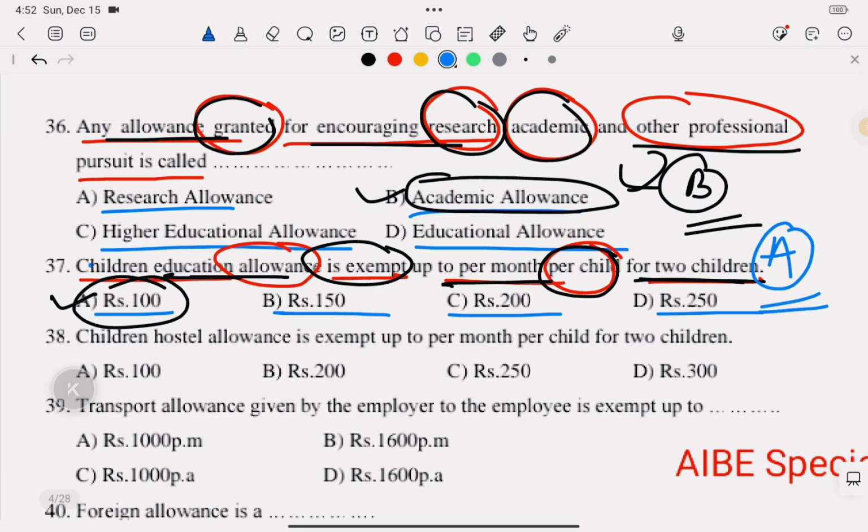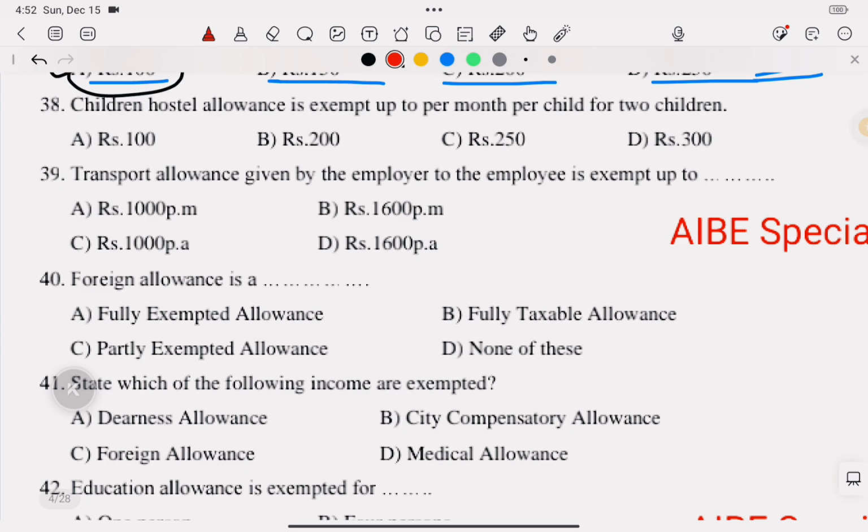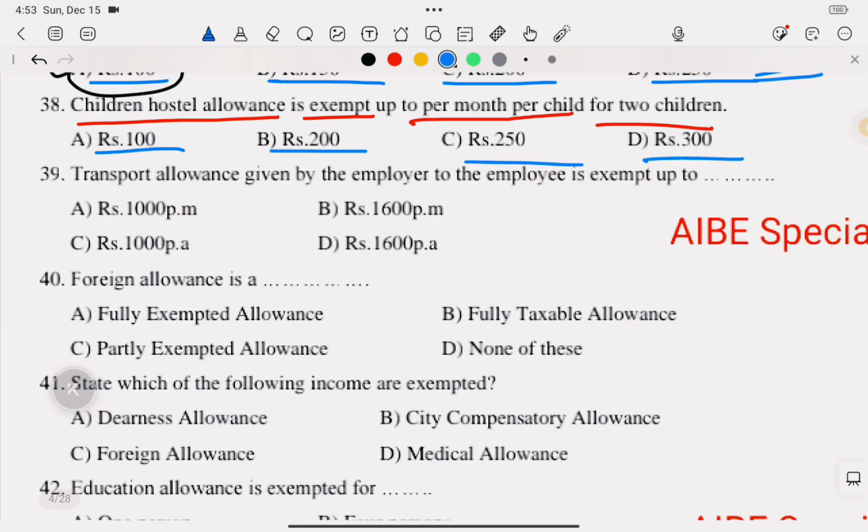Okay, so now moving to next question. The next question is, children hostel allowance is exempt up to how much per month per child for 2 children? Let's see the options. Options are rupees 100, rupees 200, rupees 250 and rupees 300. So in this case the correct option will be option D, that means rupees 300.